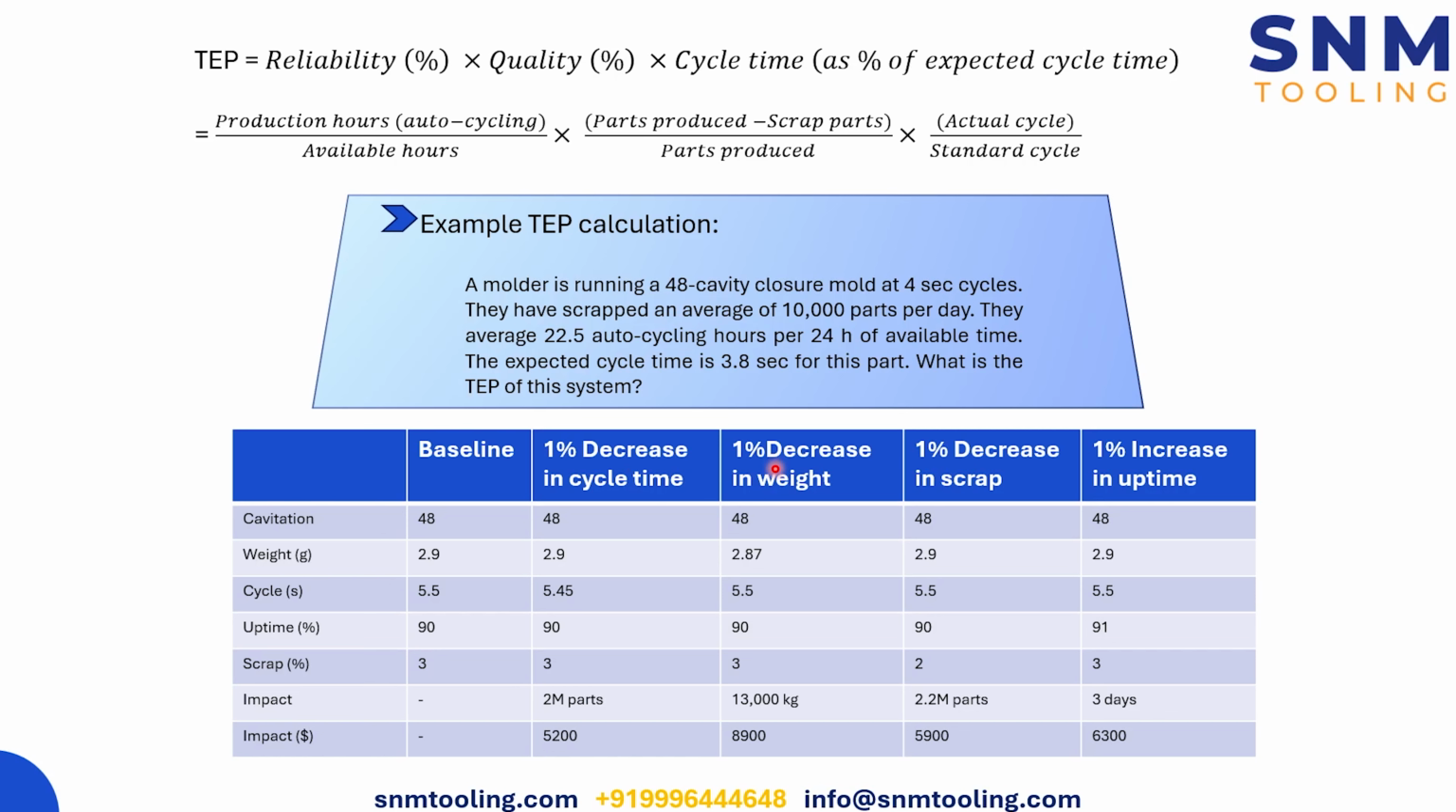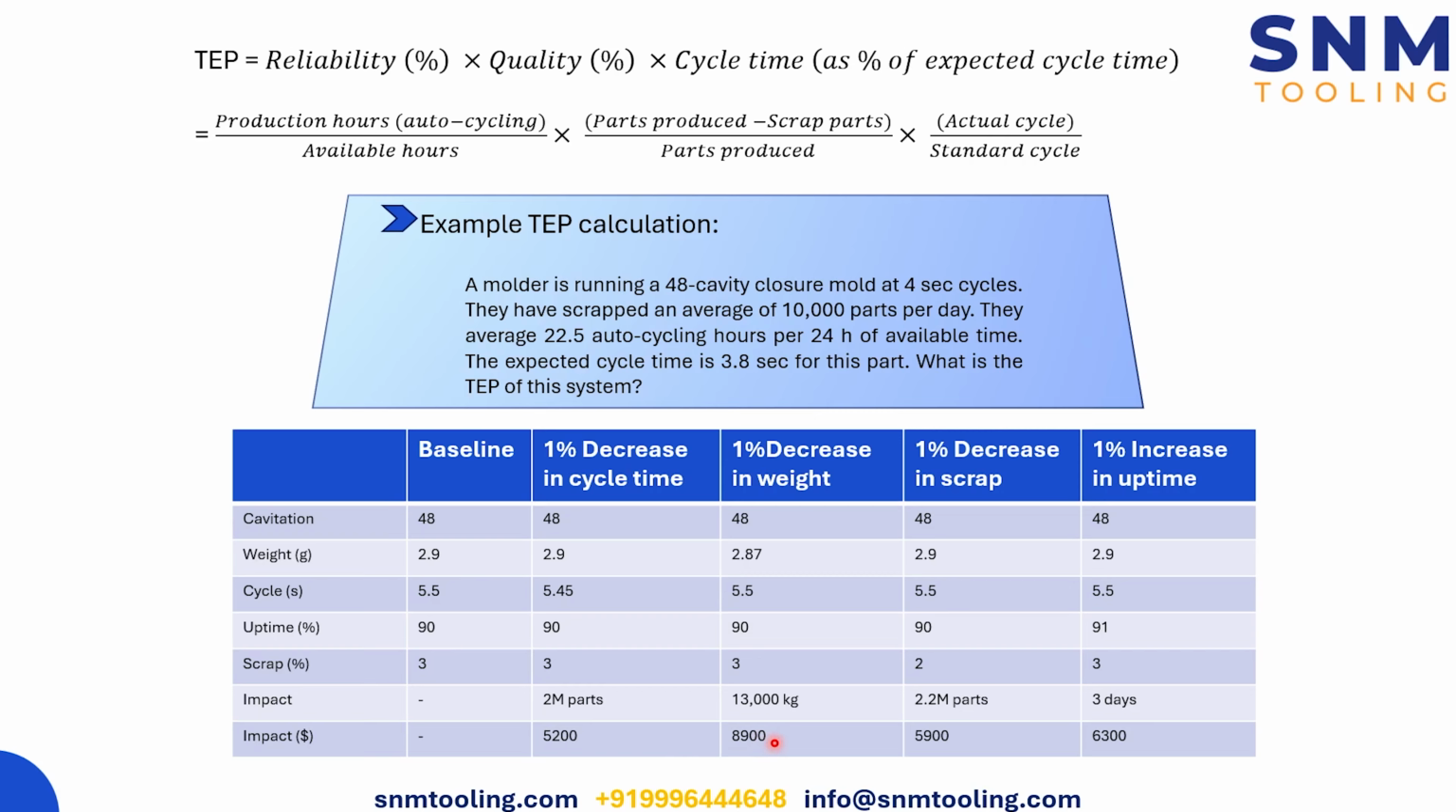Now we decrease the weight by 1%. So earlier it was 2.9, now it's going to be 2.87. Everything is going to remain the same. So just decreasing the weight by 1% will give us a yield of 13,000 kg. So 13,000 kg of weight can be saved. Impact or the cost saving will be $8,900. This is value engineering basically.